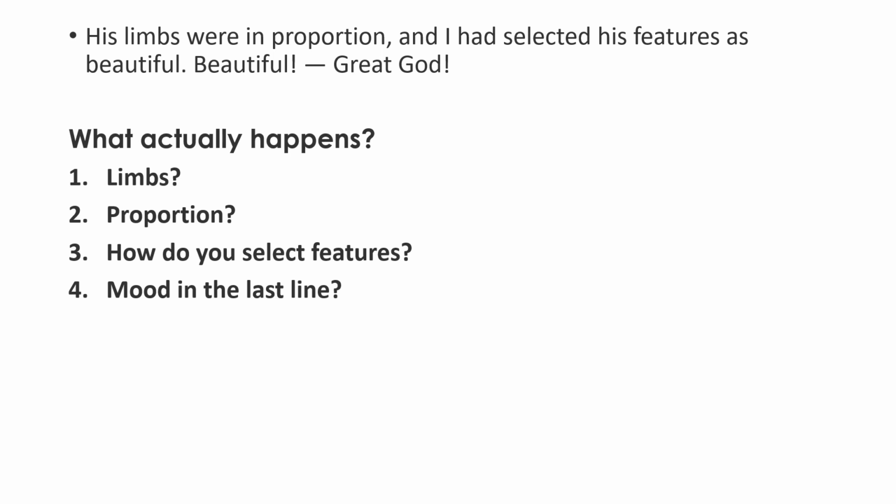Okay, so he's talking about the arms and legs of the creature, the limbs, and they're all where they should be. Everything seems to fit together all right. In this circumstance, he talks about selecting the features. He picked the face and the eyes and the hair colour and things like that. We'll talk about how that might have happened in a moment. Then, in the last line, you've got that sense of shock.